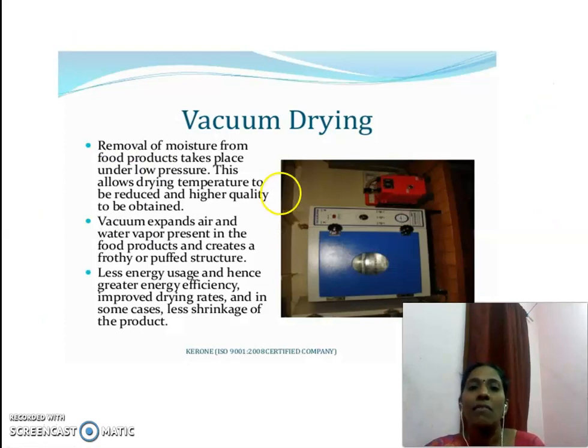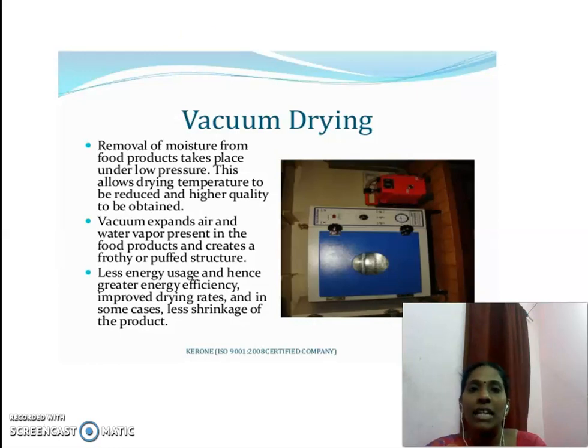Next one is vacuum drying. In this, the removal of moisture from the food product takes place under very low pressure. This allows the drying temperature to be reduced and higher quality to be obtained. Vacuum expands air and water vapor present in the food products and creates a frothy or puffed structure. It requires only very little energy, and hence greater energy efficiency.